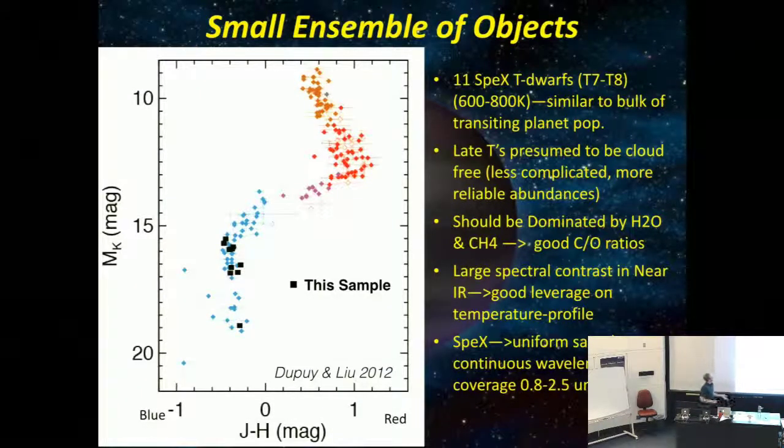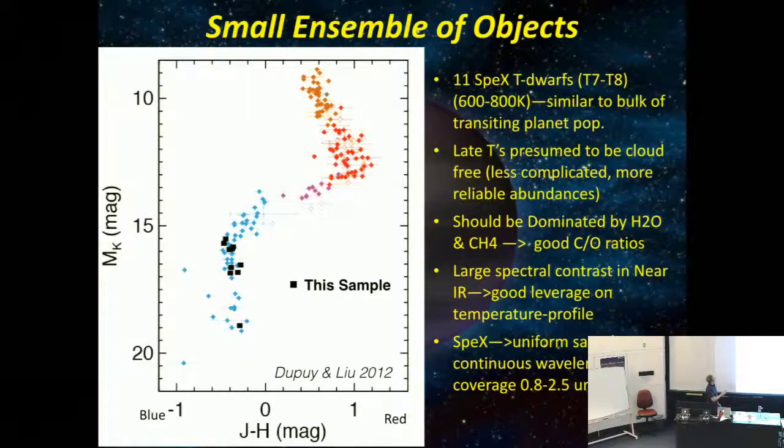Now we want to move ahead and start looking at these late T-dwarfs. What can we do in terms of the molecular abundances for an ensemble of these late T-dwarfs? Again, we're focusing on these late T-dwarfs because they're predominantly cloud-free, so we can eliminate an important degeneracy that inhibits our ability to back out some of the more useful information.